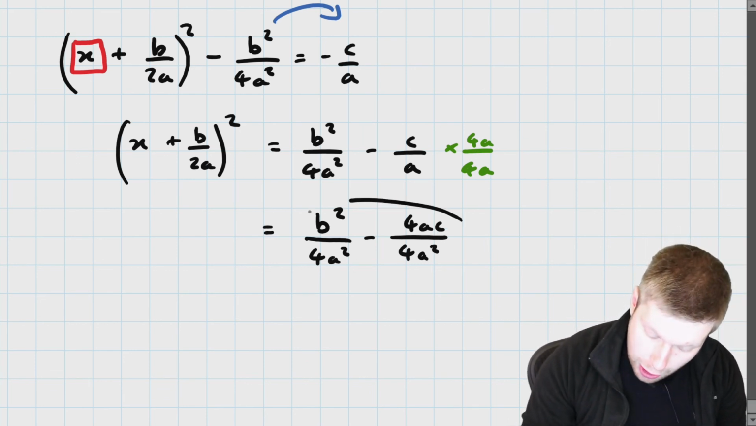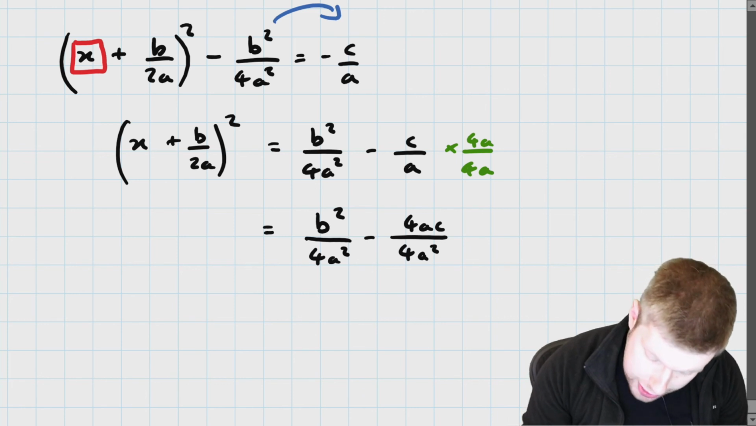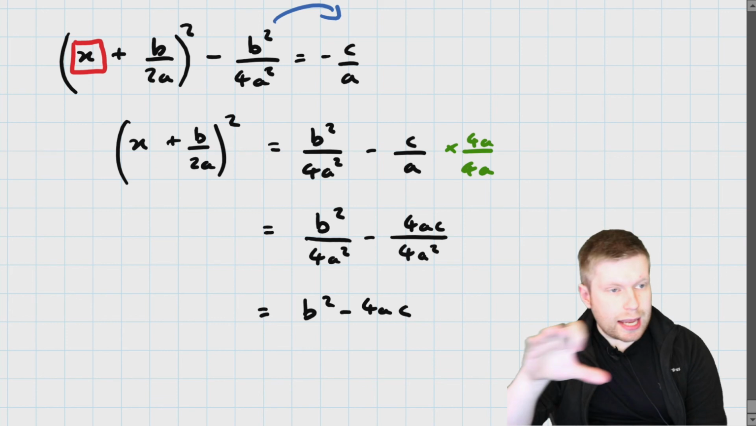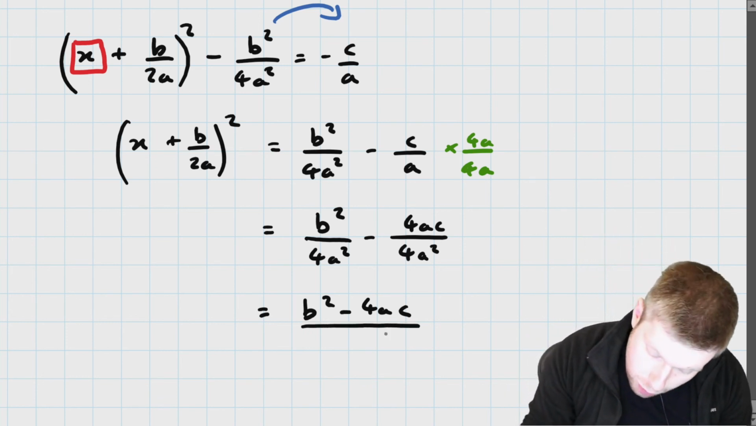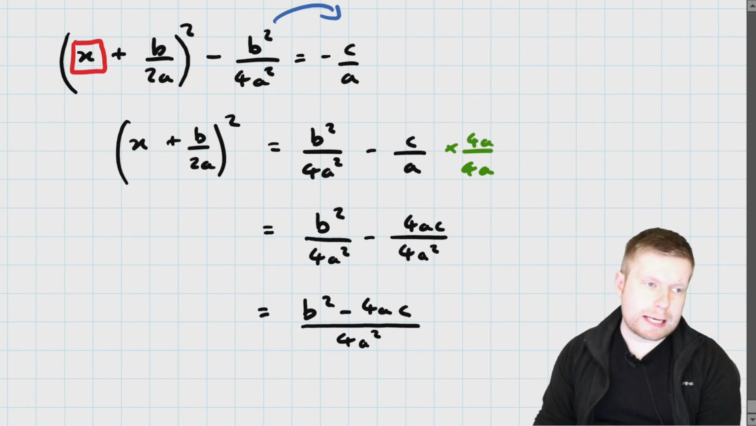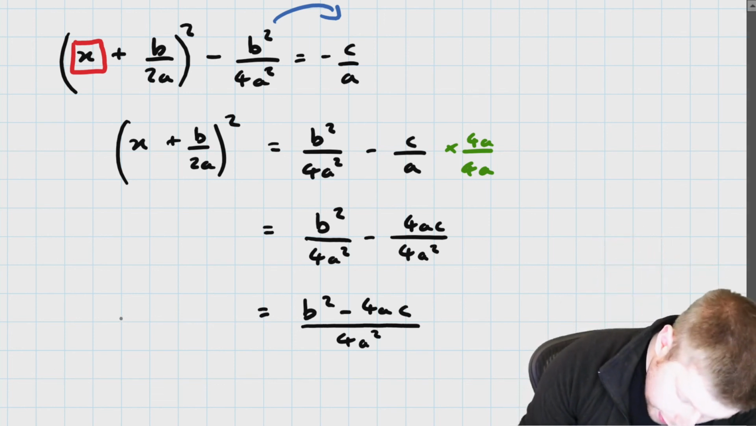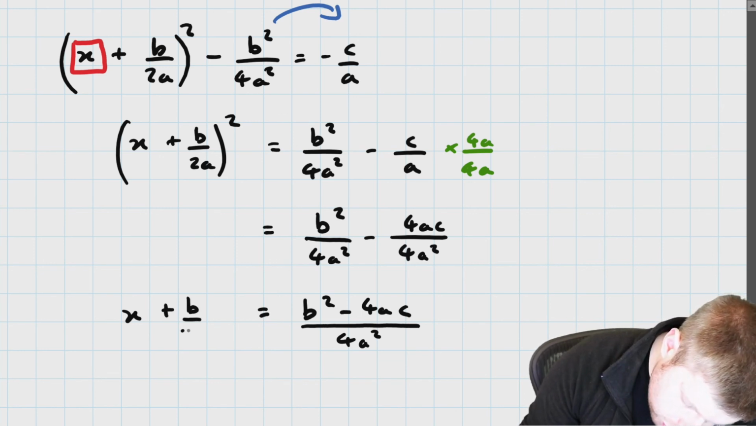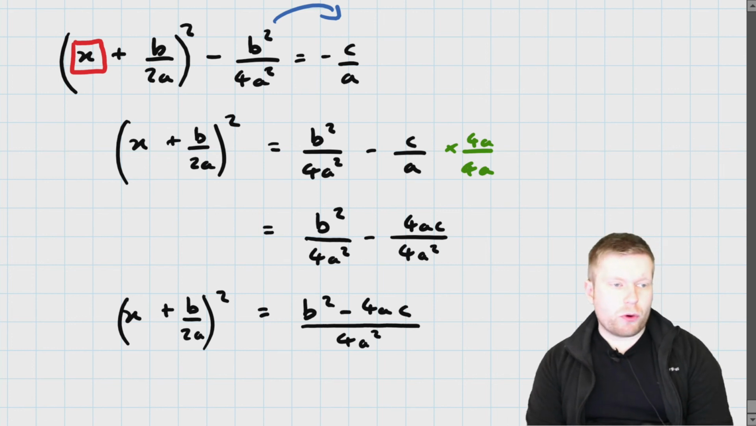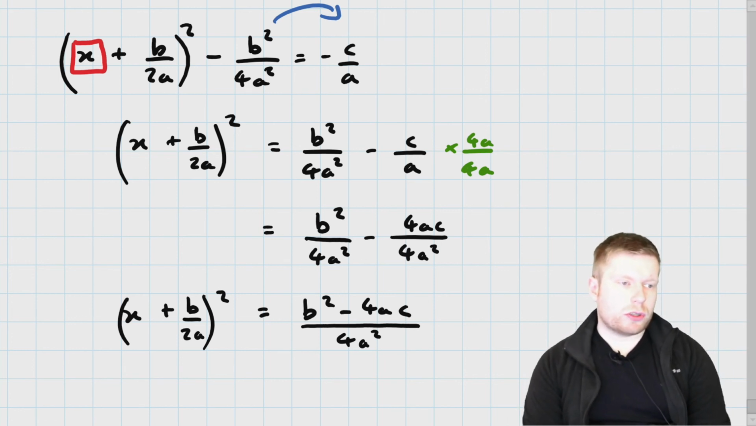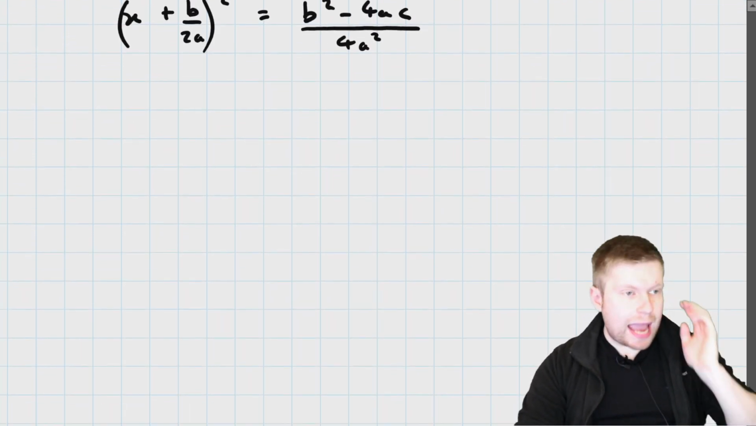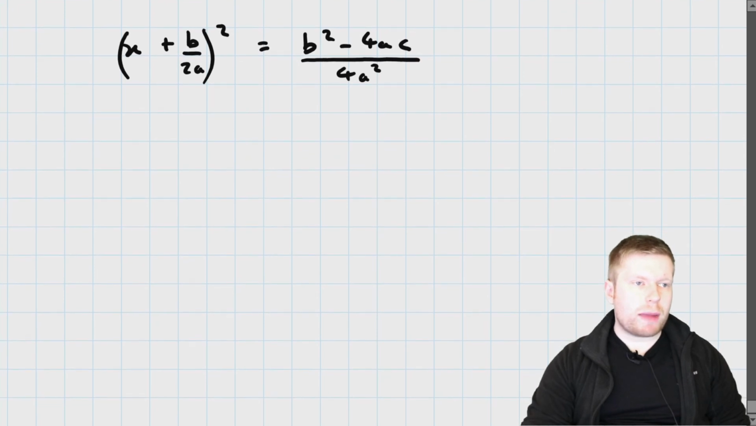Now you notice that because now I've got the same denominator on both fractions, I can just really easily do b squared minus 4ac. That's just going to take away the numerators, all over the denominator of 4a squared. That's just simply dealing with algebraic fractions, and we did that in the first week. So in other words, I end up with x plus b over 2a on the left-hand side, all squared, and then b squared minus 4ac all divided by 4a squared on the right-hand side. So now, remembering that I'm after x on its own, I think we're in a position that we can make this slightly easier.